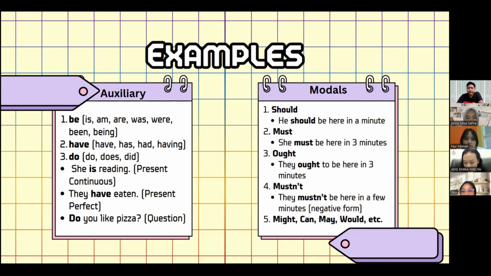And for example, for modals, the first is should: he should be here in a minute. And then for must: she must be here in 3 minutes. And we have ought to: they ought to be here in 3 minutes. And the fourth is must not: they must not be here in a few minutes, for the negative form. And the last are might, can, may, would, etc. And the next slide.